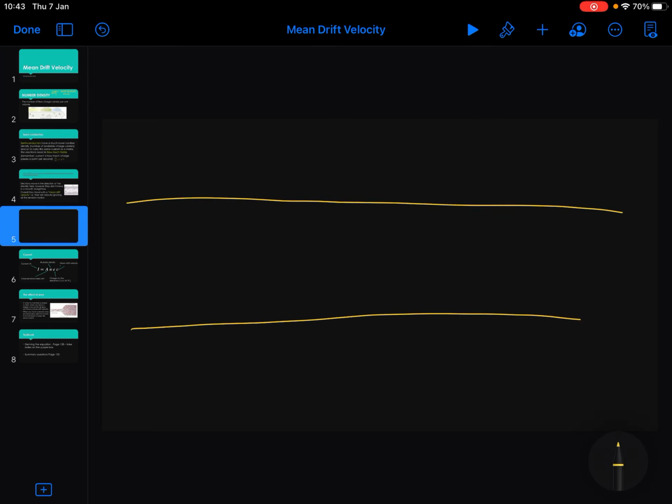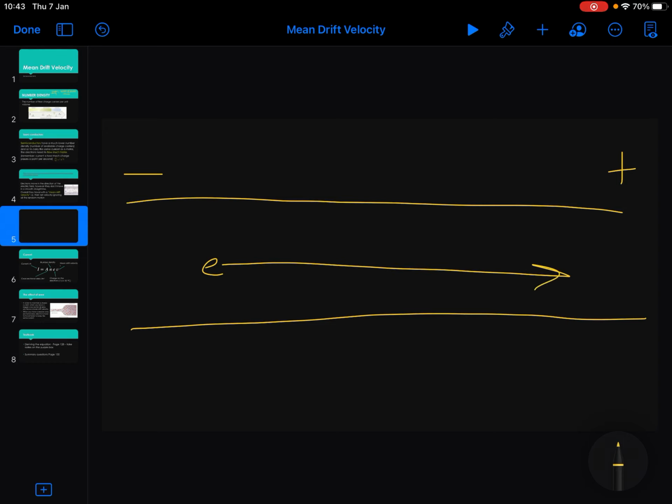Let's say you have a wire, and you attach a cell to the wire, making one end positive and the other end negative. So you've set up an electric field. The electrons, as I'm sure you know, will be attracted to the positive end of the wire because they are, of course, negative themselves and opposites attract.